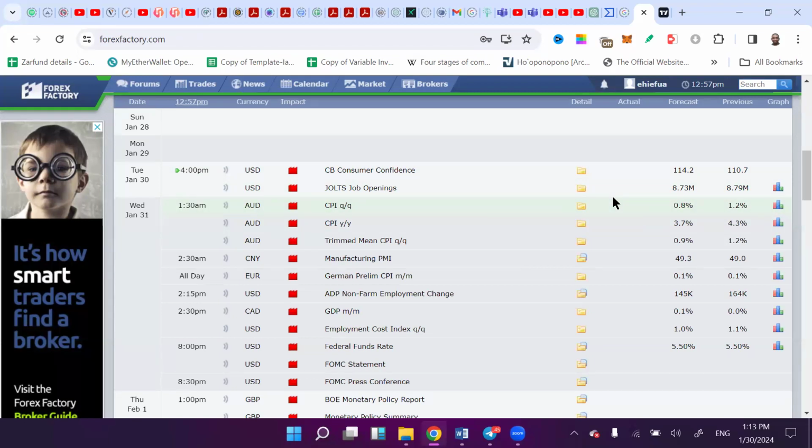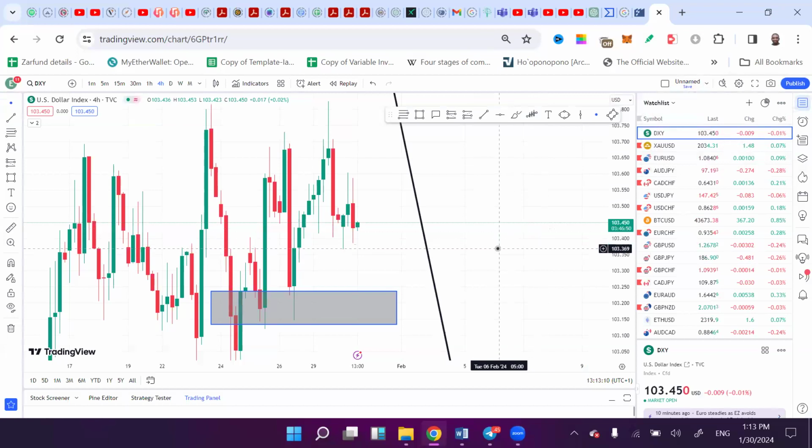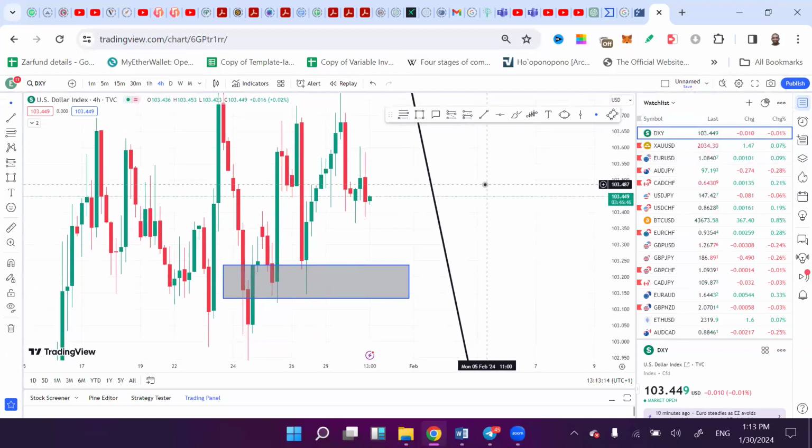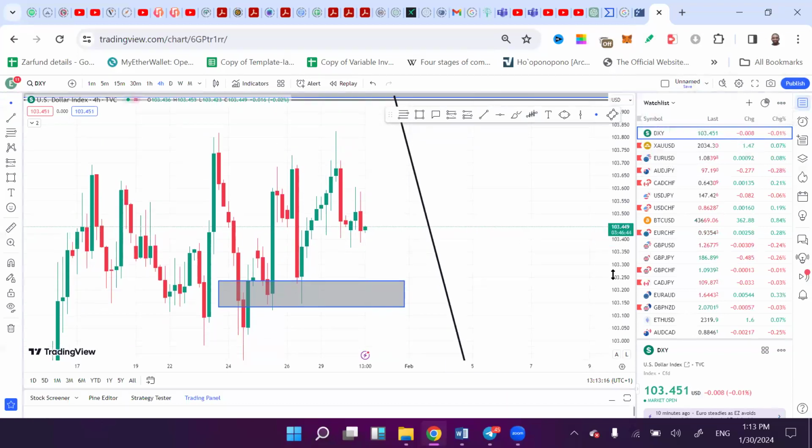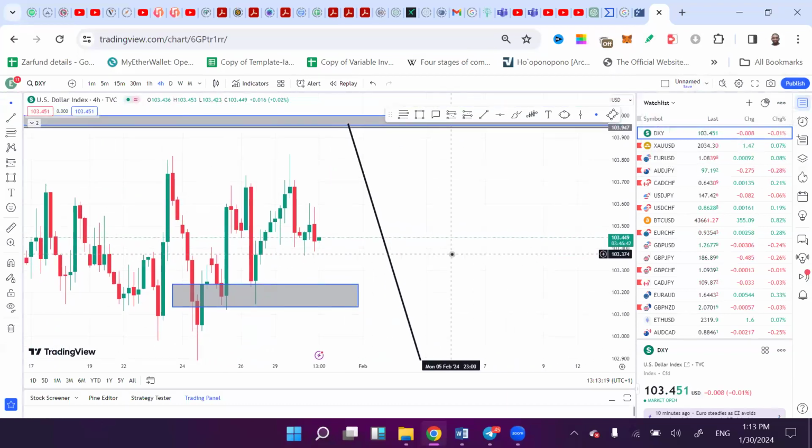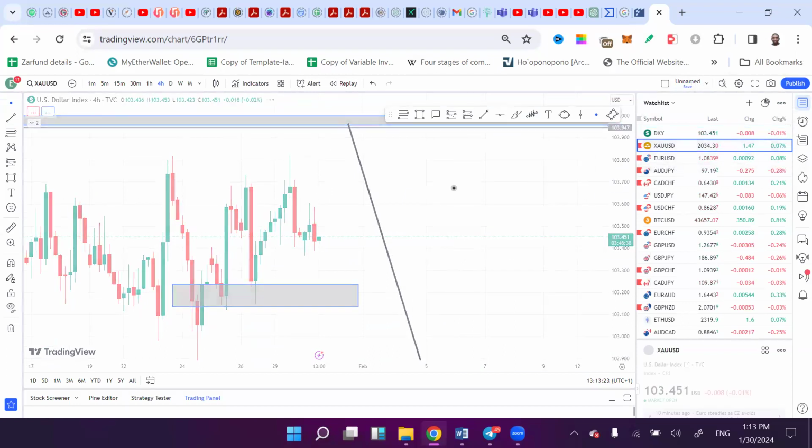So that's going to be by 4 p.m. This is like 2 hours, maybe 2 hours and 15 minutes from now. That's something that we'll be looking at, and that's going to have an effect on the dollar. We need to be watchful when it comes to trading gold, right?